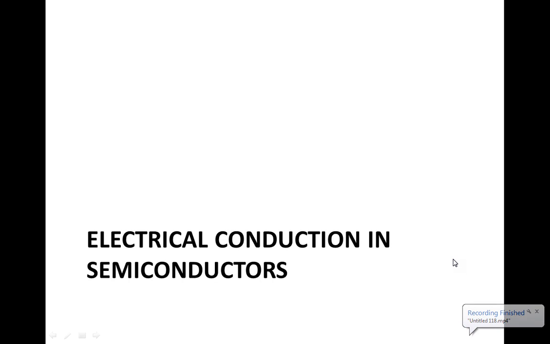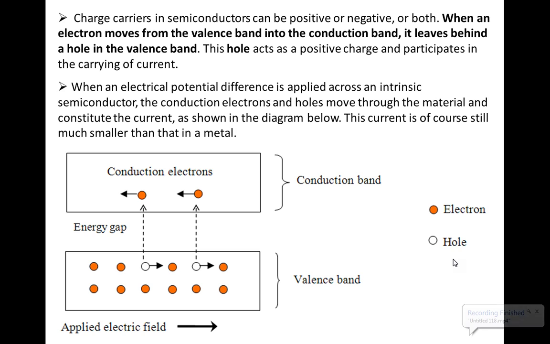Now let's talk about electrical conduction in semiconductors. Charge carriers in semiconductors can be positive or negative or both. When an electron moves from the valence band to the conduction band, it leaves behind a hole in the valence band. Since semiconductors are charge neutral, when an electron moves to the conduction band, it must leave behind a positive charge, which is a hole. Right, this hole acts as a positive charge and participates in the carrying of a current.